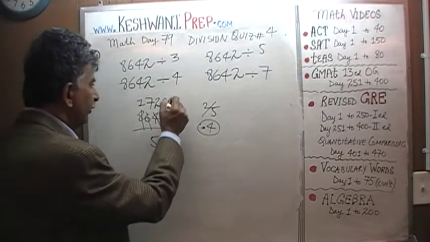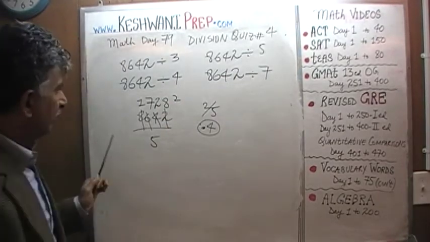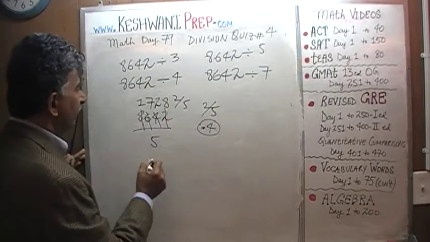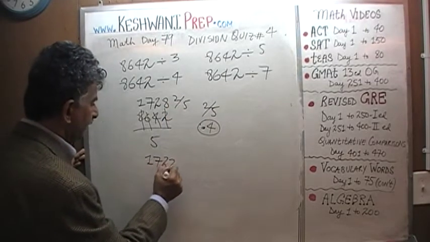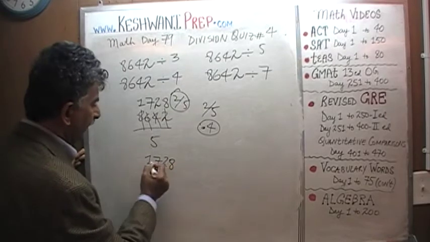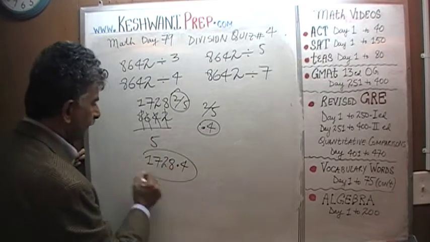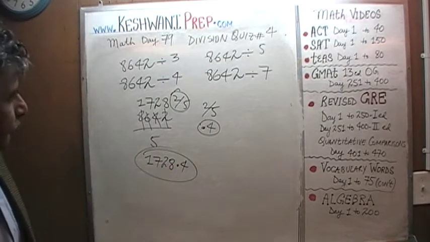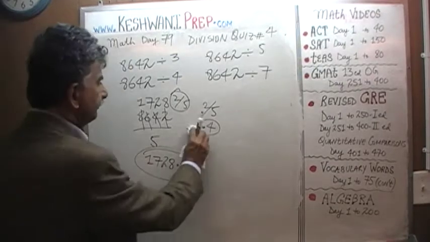We will have a remainder of 2 just like we predicted. That 2 has to be divided by 5. The final answer is 1728 and 2/5, or if you like, 1728.4. Let's do this for now.